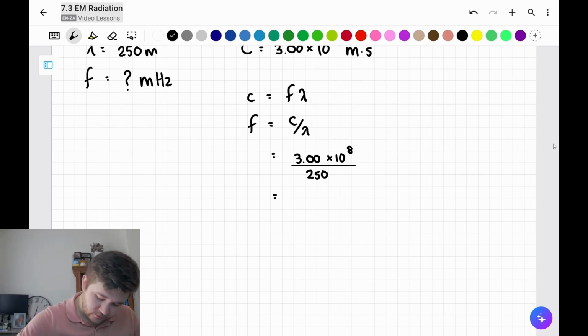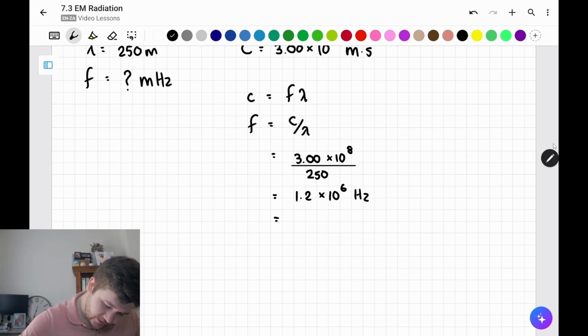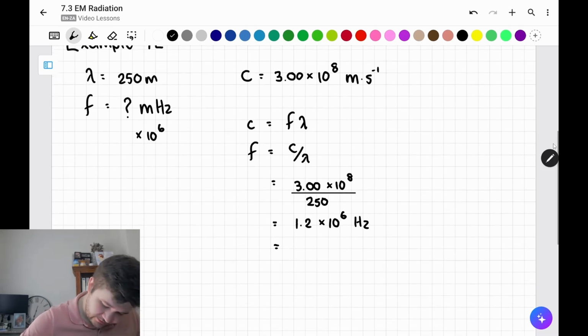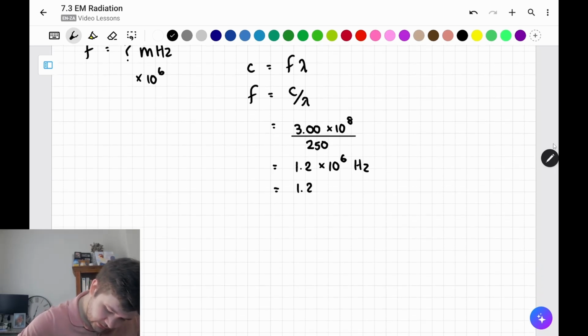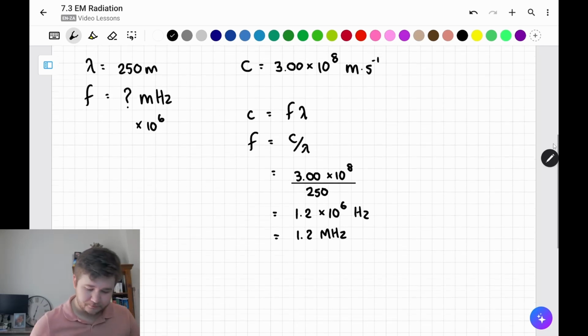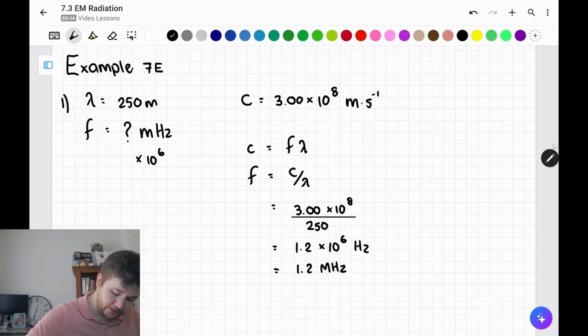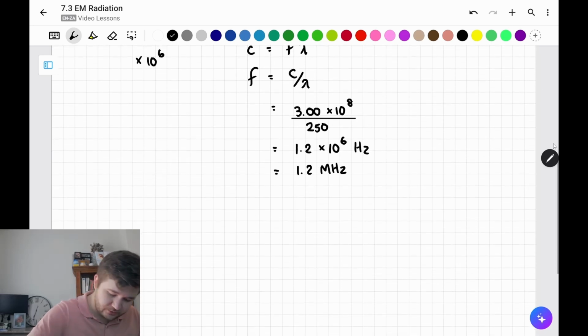Completing this, we will find something like 1.2 times 10 to the power 6 hertz, which if we convert to megahertz, which is just 10 to the power 6, we find 1.2 megahertz. Okay, and that is question number 1. Let us move on to question 2.